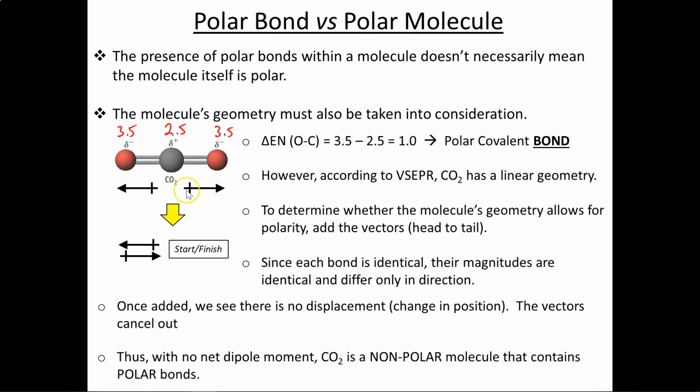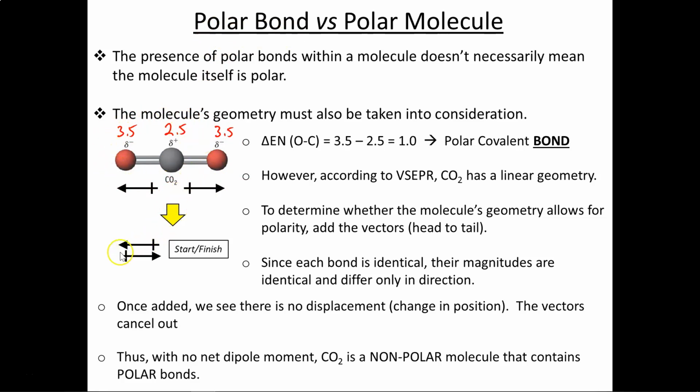We'll draw the dipole moments for each bond. So for this bond, there's the dipole moment moving towards this oxygen. For this bond, the electrons are going to move towards this oxygen, leaving this end slightly negative, this end slightly negative, and the carbon in the center slightly positive. So carbon dioxide has the parts. It has polar covalent bonds. But does the geometry allow for overall molecular polarity?